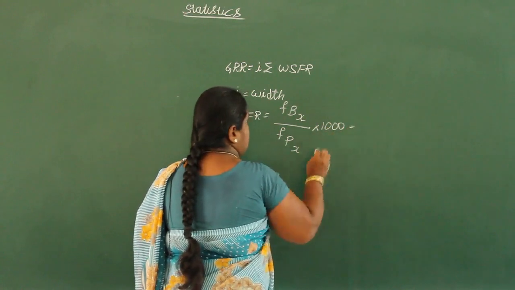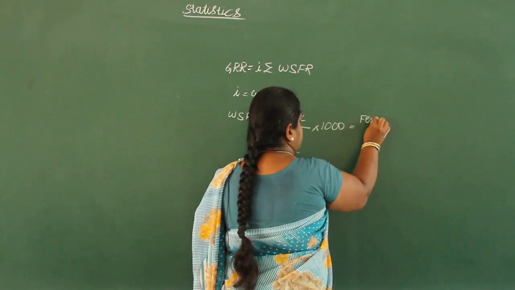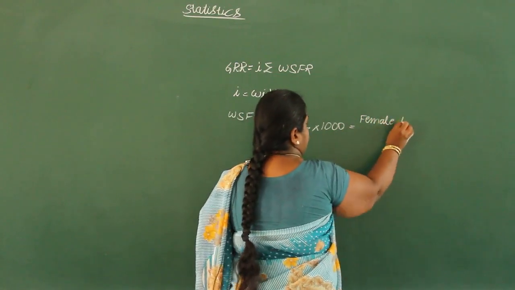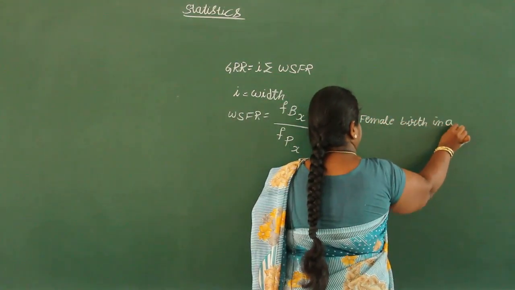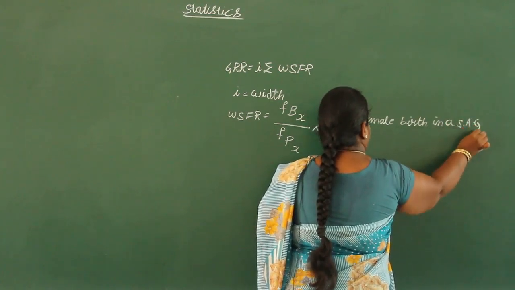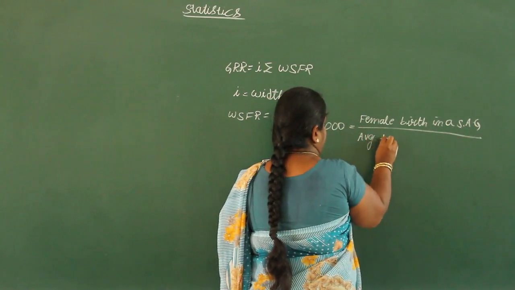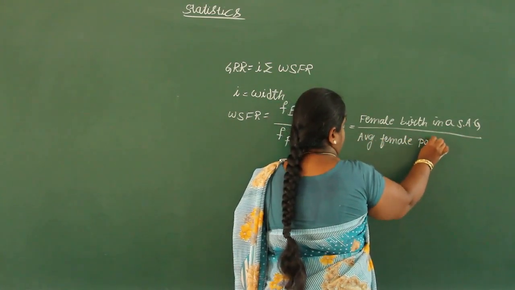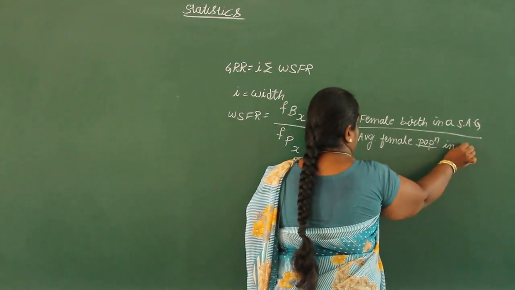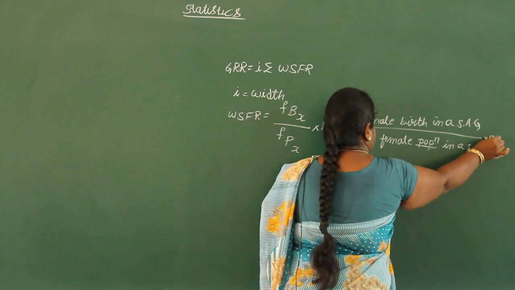You can write this in terms of a statement: female birth in a specific age group divided by average female population in a specific age group into 1000.